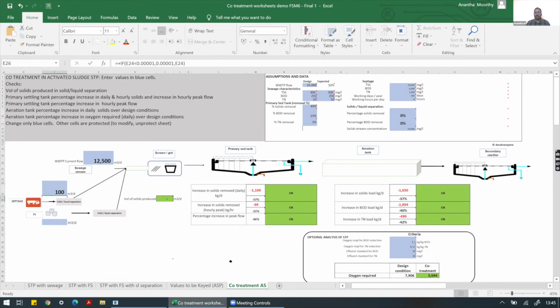Is it safe? Yes, it is safe, because of all the 5 indicators you see here: per day total solids removed, which is also interpreted per hour, then what it is impacting in terms of peak flow to the system, then solid removal efficiency and how much solid loading you are adding, then BOD load and TN load. If you see, there is still 40% on average, this minus 37, minus 40, minus 42. They indicate there is still spare capacity available in your system.